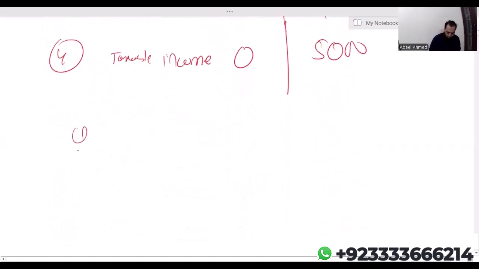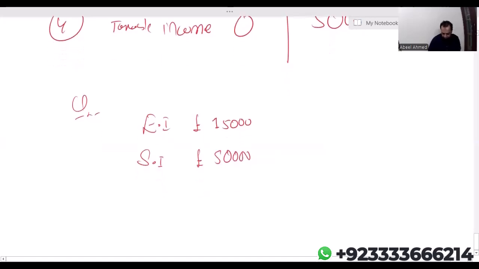Let me discuss one question. Assuming employment income of an individual is 15,000. Saving income is, let's say, 50. Required: we need to calculate income tax liability.